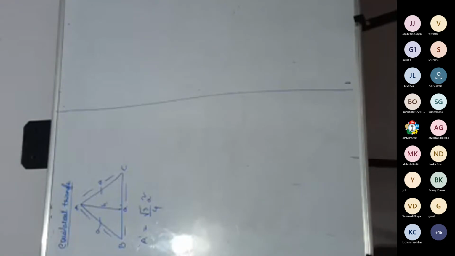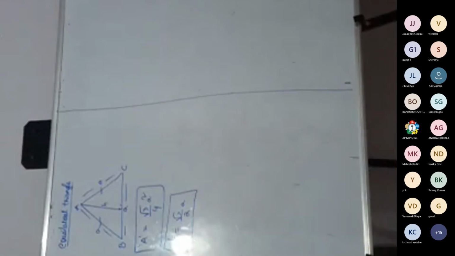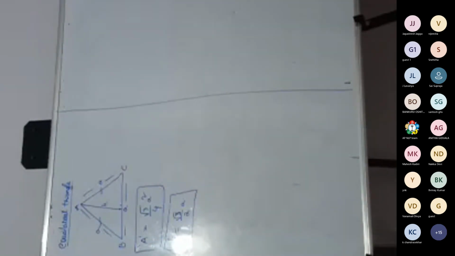Area of an equilateral triangle is root 3 by 4 a square. Height and side relation is root 3 by 2 a. This is also very, very important. This is for the equilateral triangle.